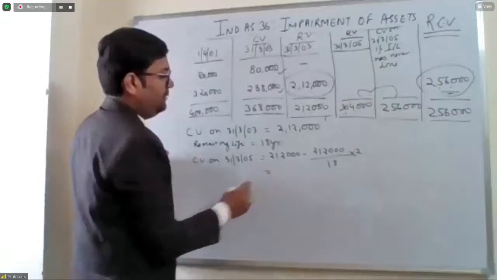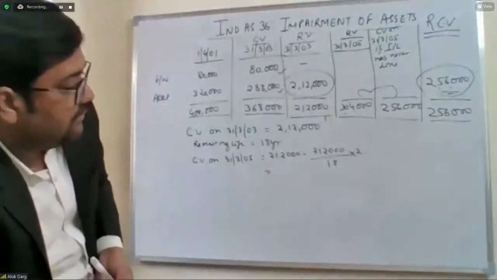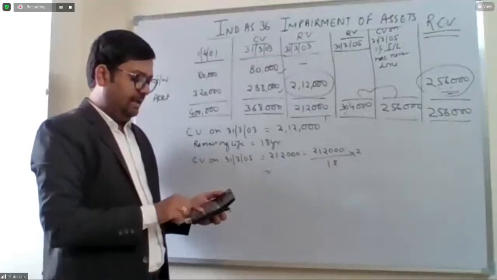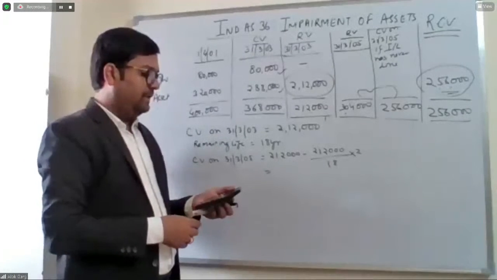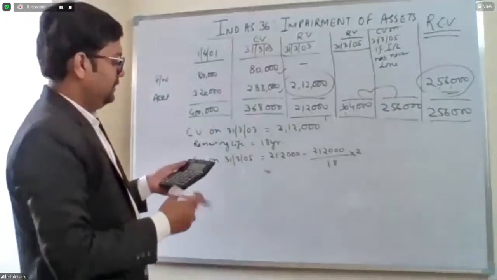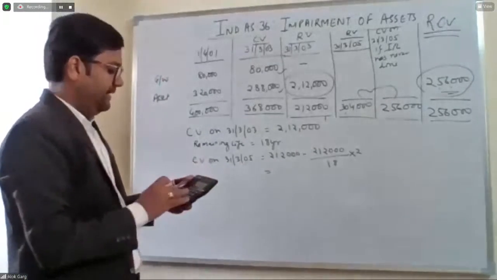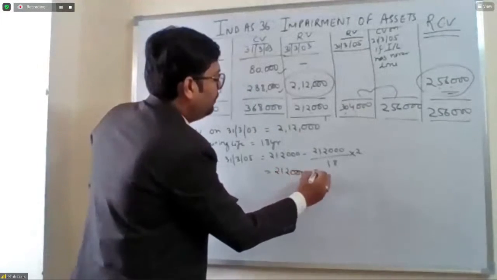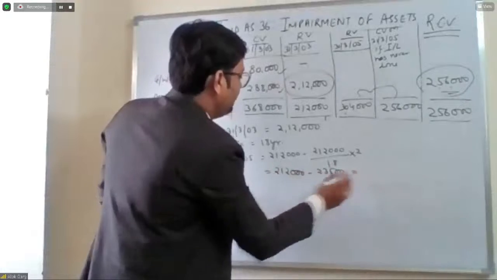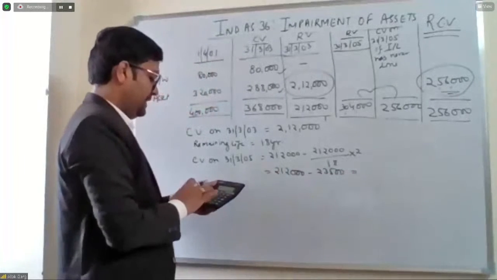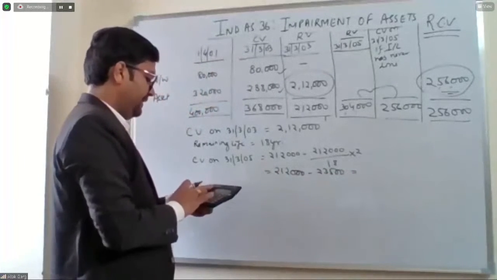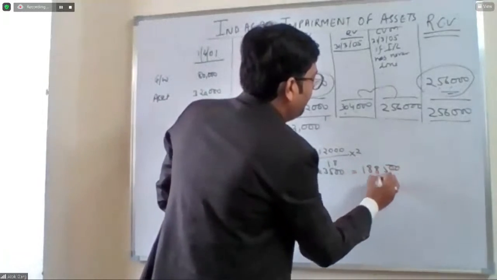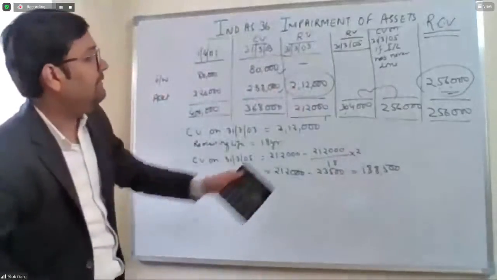So what is the number? 2,12,000 divided by 18 multiply by 2 is equal to 23,555. So let's assume 23,500. So 2,12,000 minus 23,500 is equal to 188,500. Now, what could be the revised carrying value?